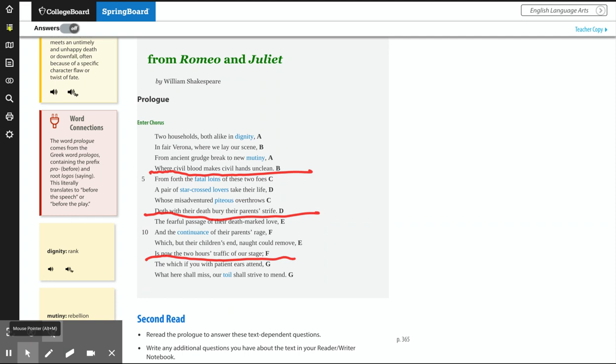The fearful passage of their death-marked love, and the continuance of their parents' rage, which but their children's end naught could remove, is now the 2 hours' traffic of our stage, the which if you with patient ears attend, what here shall miss, our toil shall strive to mend.